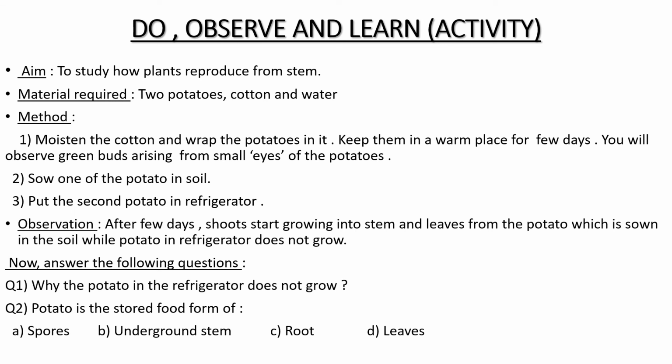So now here students, we will learn something which we can do practically through an activity. Here you will learn and also observe how plants can reproduce through other plant parts. The aim of the activity is to study how plants reproduce through stem. The material you have to take is two potatoes, cotton and water. Why are you taking potato? Because potato is an underground stem. You all know that potato is an underground stem.